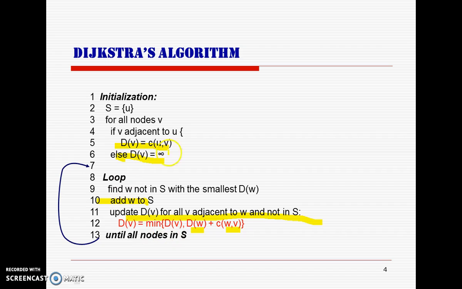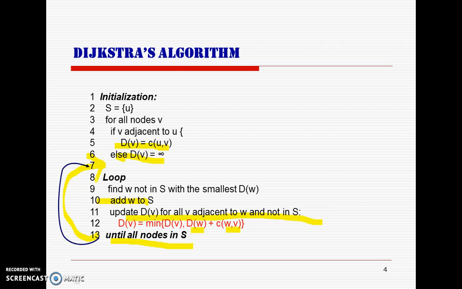And this loop continues until all nodes are in s. So the loop is running, and there is a line from here back to the loop, because it is going to continue until all the nodes are visited.